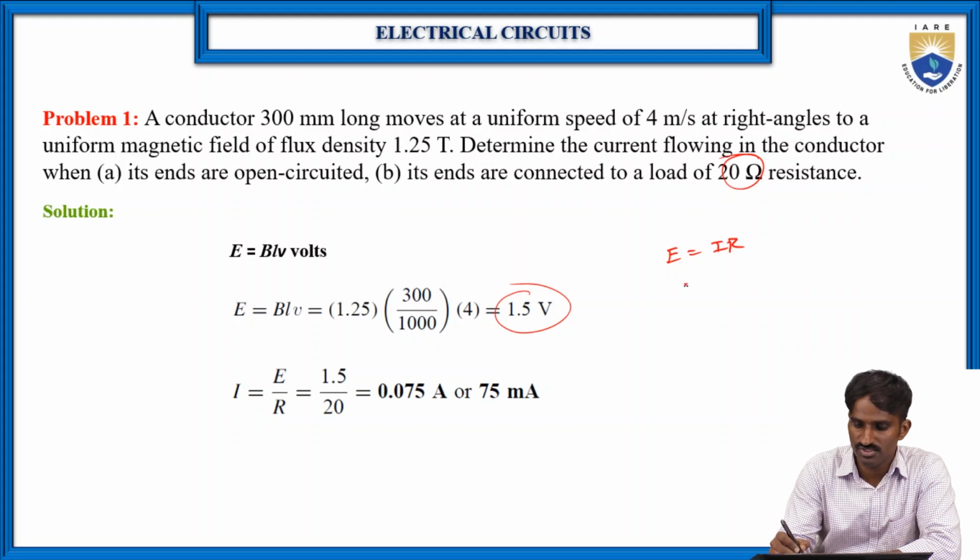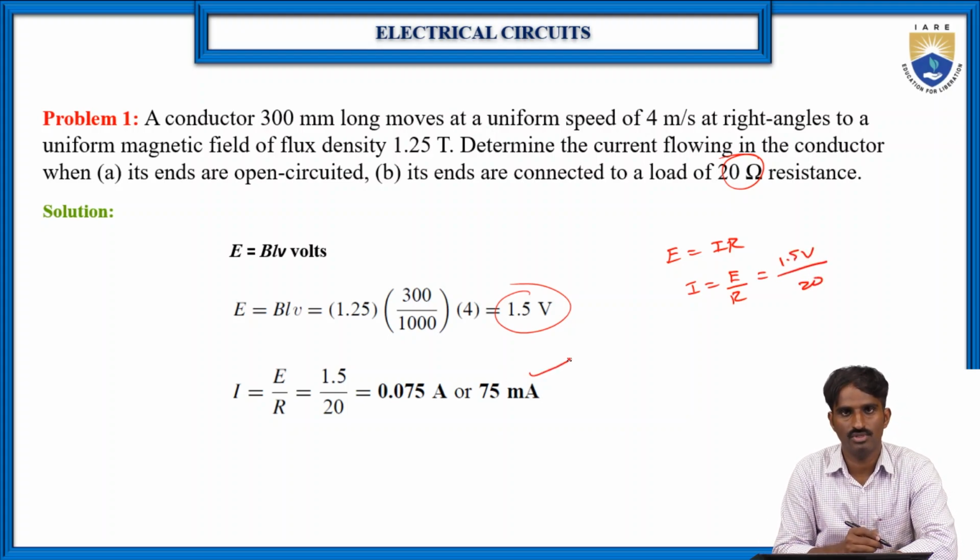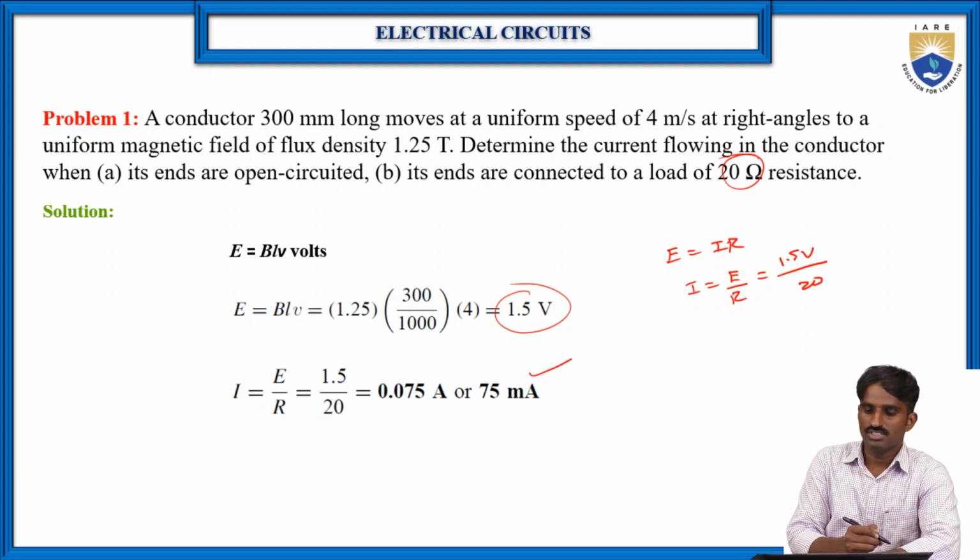R. So from this you can find I is equal to E by R. Substitute the value of E, because just now we have calculated 1.5, by 20. Then you will get the current flowing through that particular conductor, which is equal to 75 milliamperes. So this is how we need to find it.